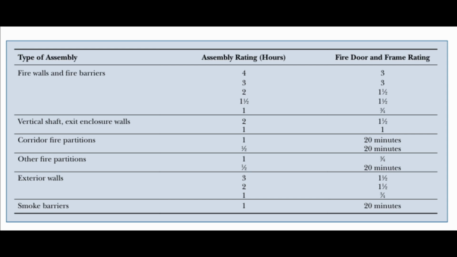This is figure 19.23. It gives fire resistance ratings for door openings in rated walls as required by the International Building Code. For example, a door and frame in a 2-hour rated exit stairway enclosure must be at least 1.5 hours rated. An opening in a 1-hour exit stairway enclosure must be 1 hour rated, and an opening in a 1-hour rated exit corridor, 20 minutes, 1/3 hour rated.